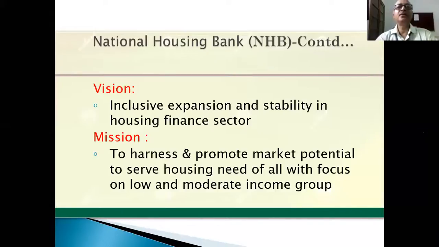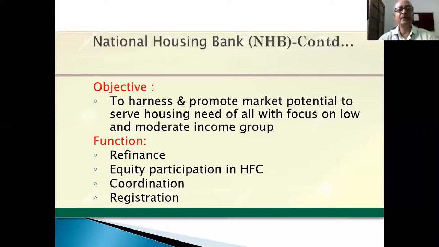And always the thrust of government has been housing for all. Everybody should have housing. So this is what NHB is also aiming at. The objective of NHB is to harness and promote market potential to serve housing need of all with focus on low and moderate income.